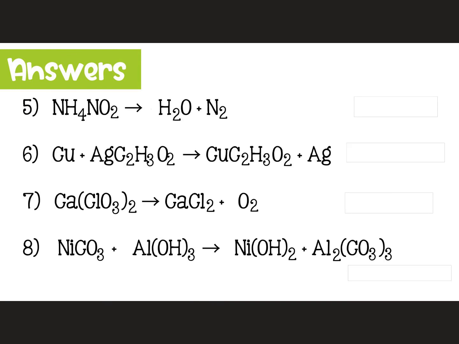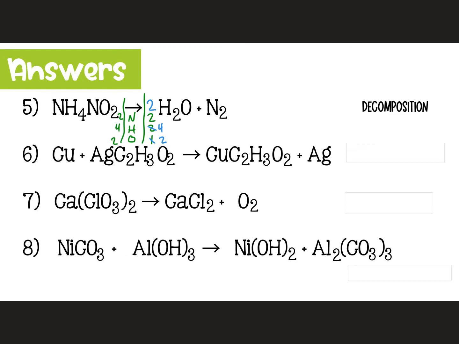In example 5, we have one thing being broken down into 2 different things, so that makes this a decomposition reaction. Since the polyatomic ions do not stay together, we write the individual elements when we balance. On the product side, we have 2 nitrogens, 2 hydrogens, and an oxygen, and on the reactant side, we have 2 nitrogens, 4 hydrogens, and 2 oxygens. So to balance this, we will need to double the number of H2O's, giving us 4 hydrogens and 2 oxygens.